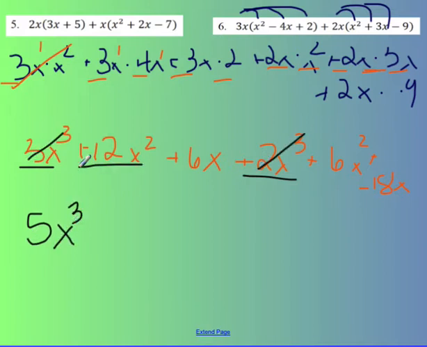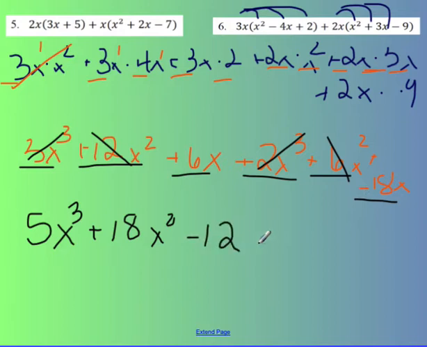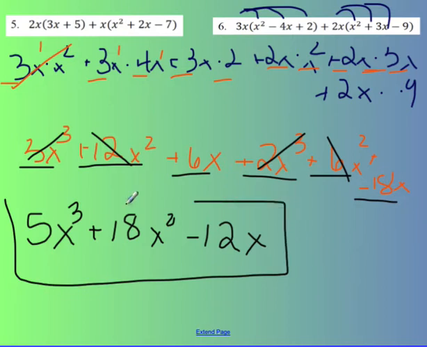Then I have 12x squared plus 6x squared. That's going to give me 18. And again, I'm going to keep it as x squared when I'm adding. When you multiply, you change the exponents. 6x minus 18x is going to give us a negative 12. And I'm going to keep that as x. So this is in standard form. My exponents are going in descending order, and all of my like terms are combined.